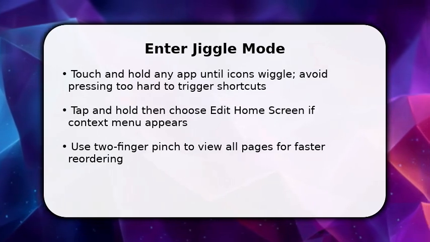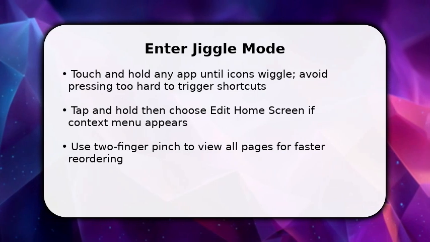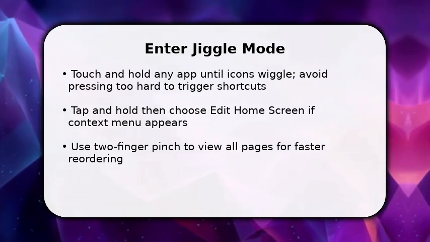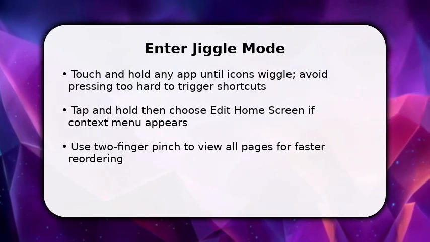Enjoy the video. You start by entering jiggle mode so you can move apps freely. Touch and hold an app until icons wiggle. If a menu appears, tap Edit Home Screen. Once done, pinch with 2 fingers to zoom out and view all pages.